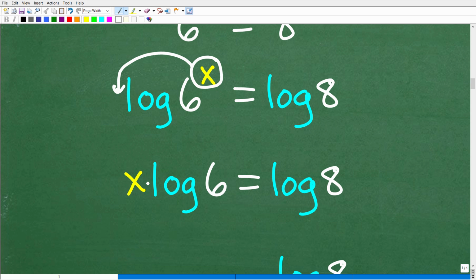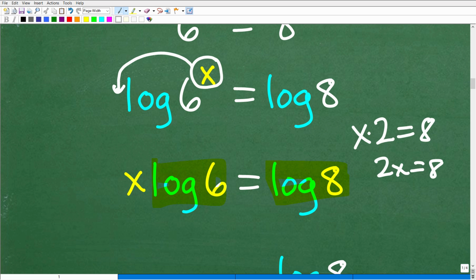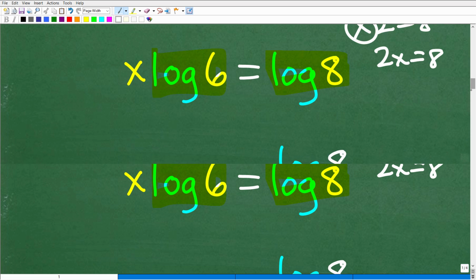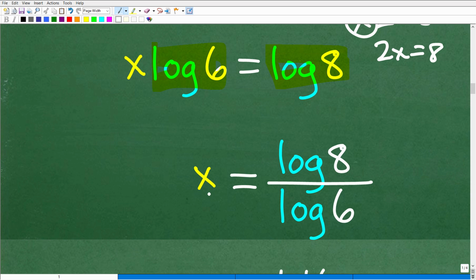Why can I do that? Well, again, there's a property of logarithms that allows me to do that. So now I have my variable: x times log 6 is equal to log 8. So effectively, log 6 is just a number. x times some number is equal to another number. This is basic algebra, like x times 2 is equal to 8. Of course, I would write that as 2x is equal to 8. But to solve for x, all I need to do is divide both sides of the equation by, in this case, log 6. So x would be equal to log 8 divided by log 6.